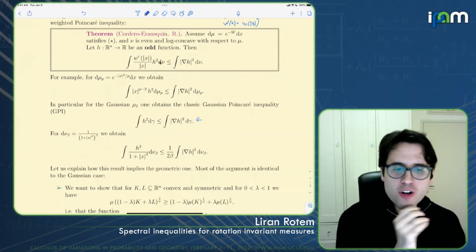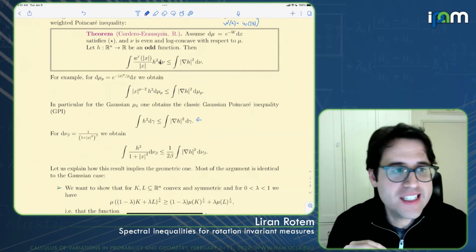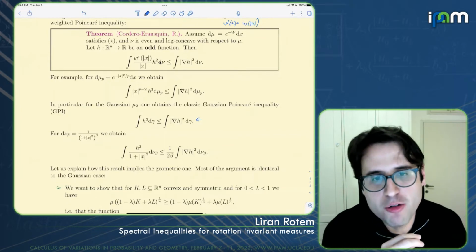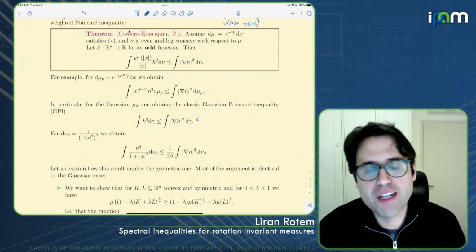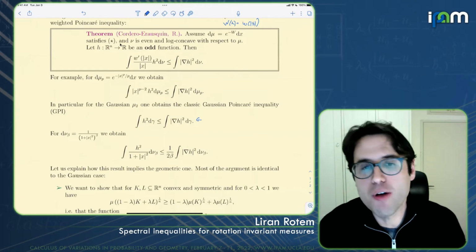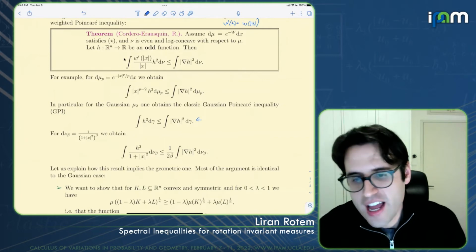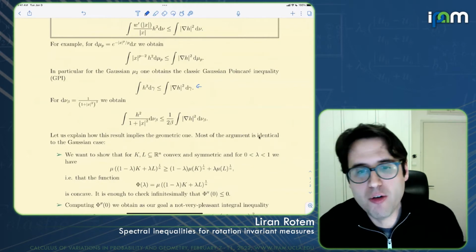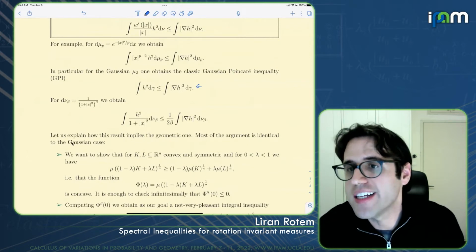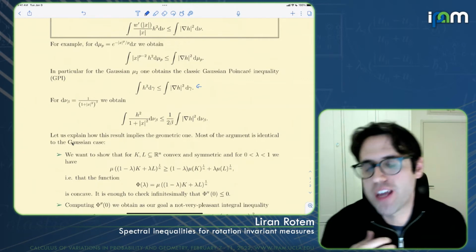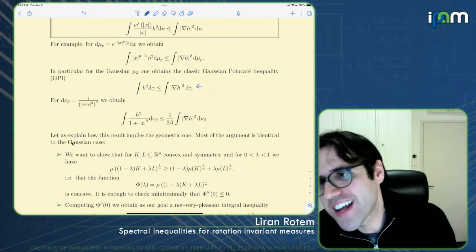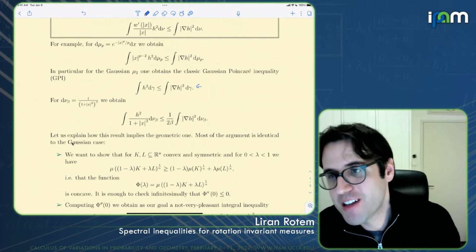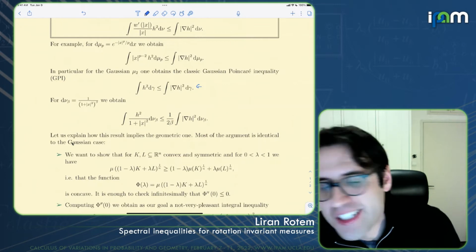And I want to talk a little bit, pretty quickly, about what is the relationship between this spectral inequality and our geometric result. And as it says here, most of the argument is known, exactly what happened in the Gaussian. So this will be my chance to give you some references about the Gaussian case and to explain what's really going on.